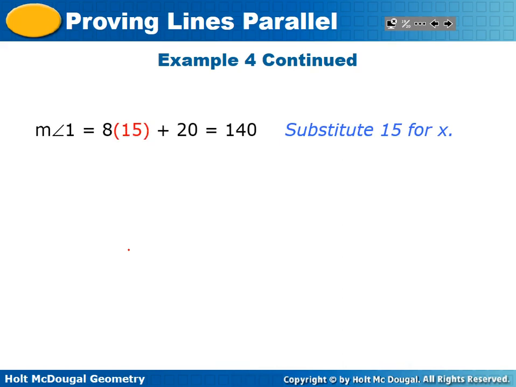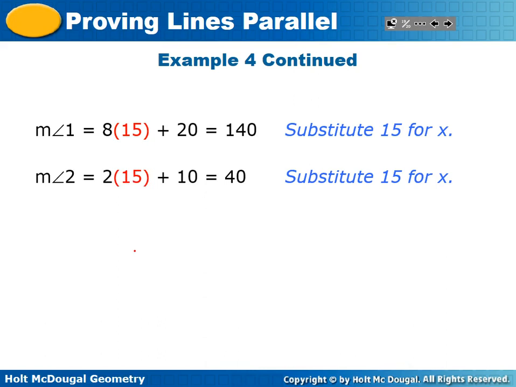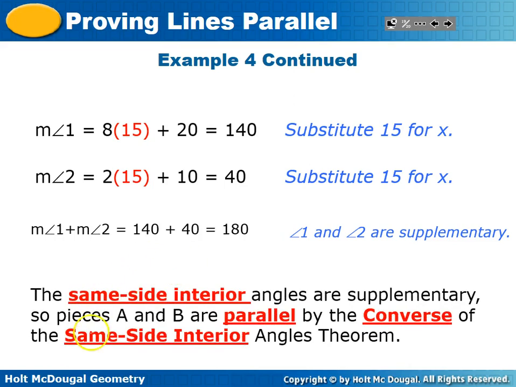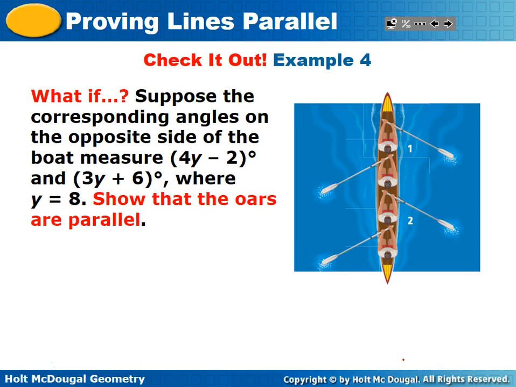So we get 140 for the measure of angle 1 and we get 40 for the measure of angle 2. Now when I add these two together, I actually get 180, and that's what they should be. So we can then say that pieces A and B are parallel by the converse of same side interiors because the same side interior angles were supplementary. So once again, if you need a little more time to fill in your blanks, pause the video and then come back to me for the last one.